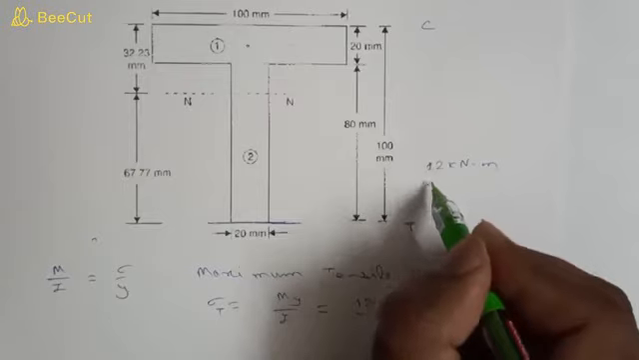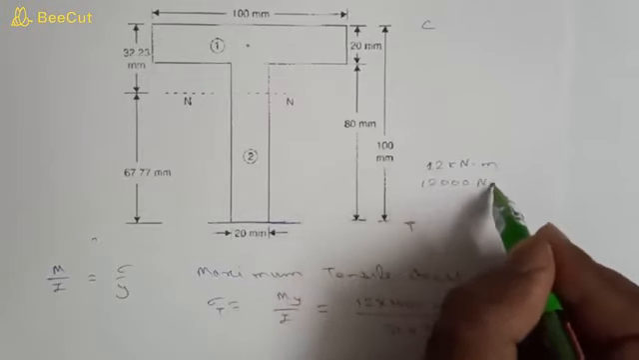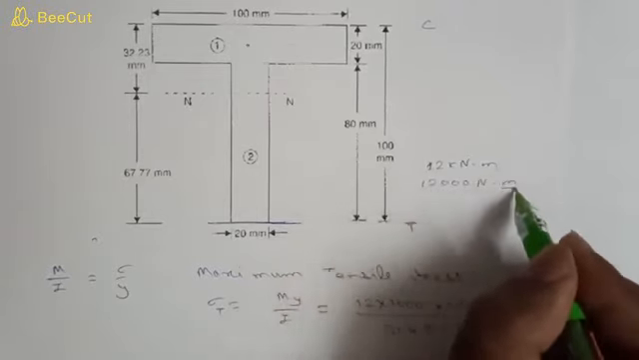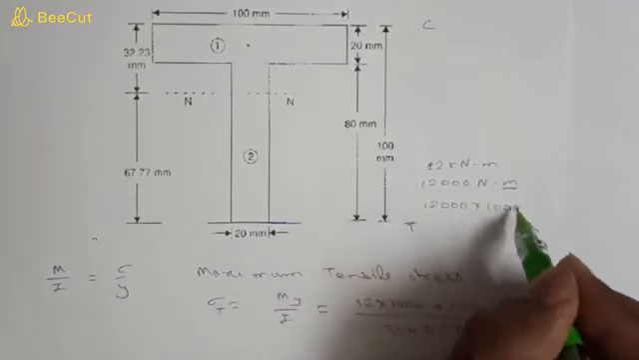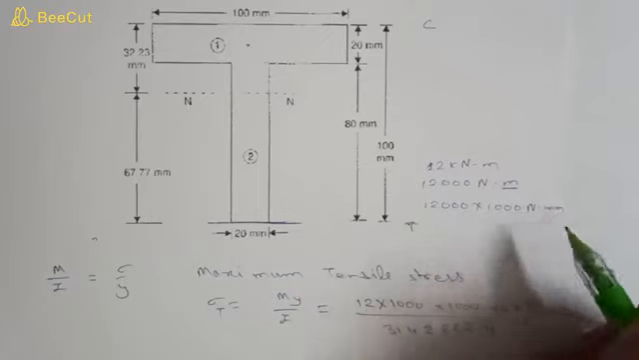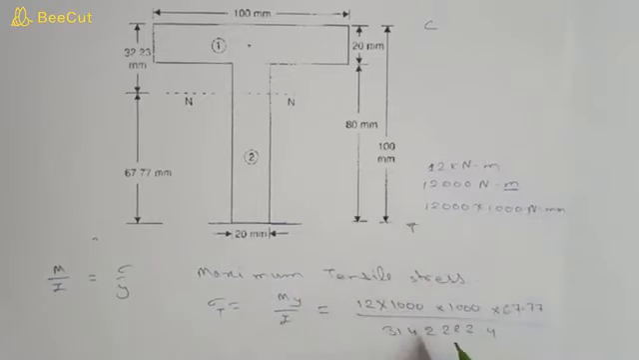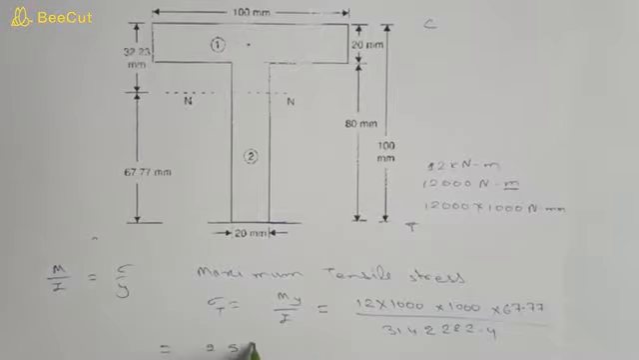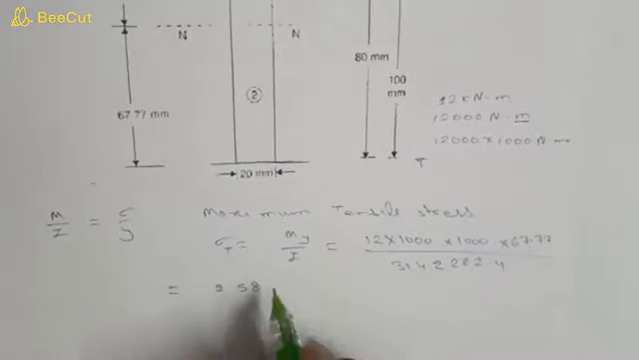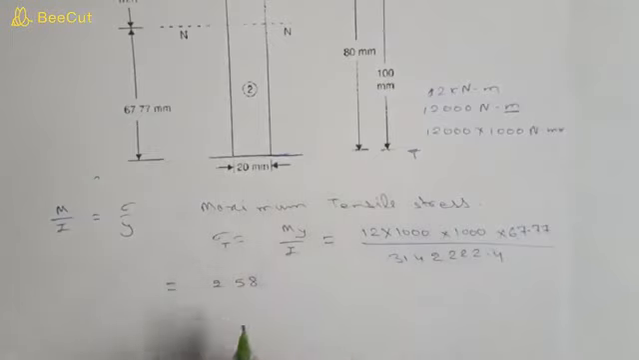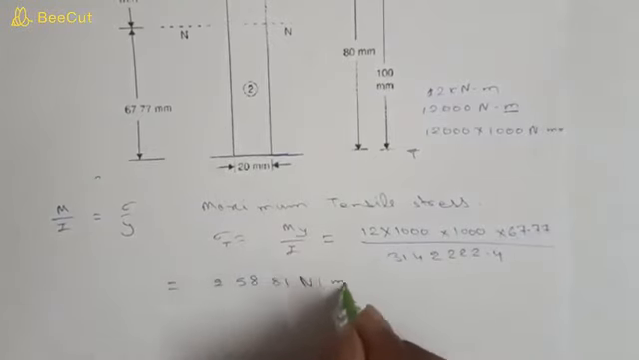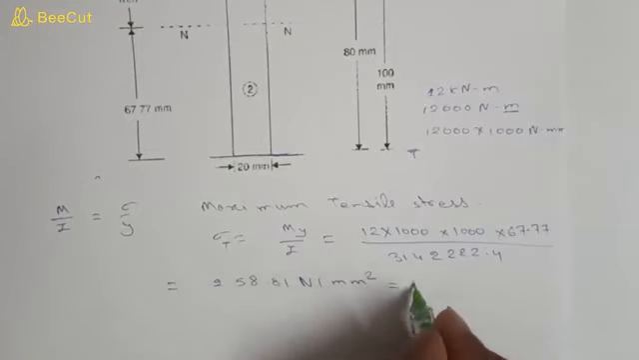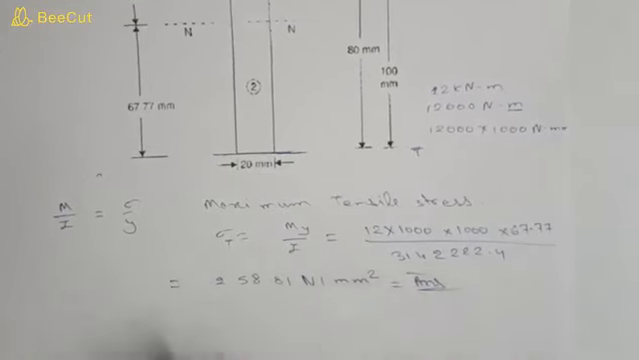Here you can see that we had 12 kilonewton meter bending moment. So 12 kilonewton we can write as 12,000 newton meter, and if we convert meter into mm, then we will get 12,000 into 1000 newton mm. I hope you understand how to convert this. So you will get 258.81 Newton per mm square. This is the maximum tensile stress.